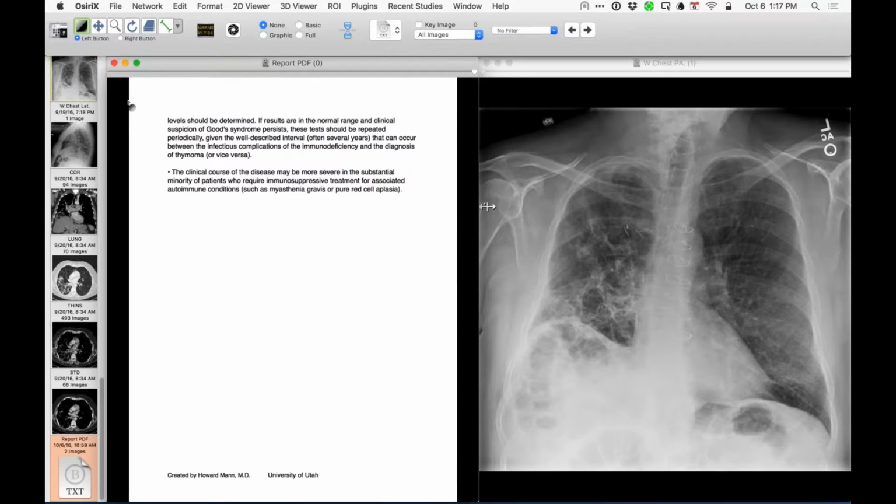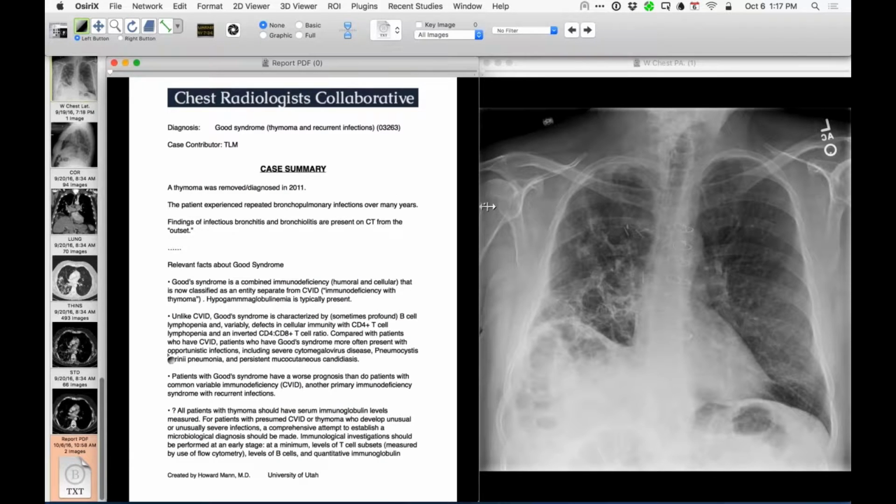Has anyone seen a case like this of Good syndrome, or what might be in retrospect thought to be Good syndrome? I've never seen it. Okay. Howard, I think you showed a case before, a couple of years ago. Oh, you've got a good memory. I can't remember if I showed another case, or I don't think it was this one, or did I? Does it look familiar? No. Or something like it? Mm-hmm.